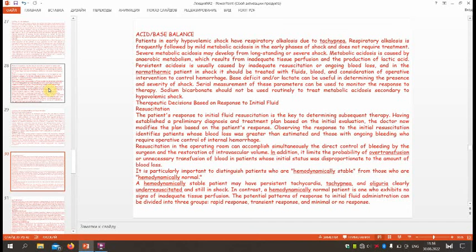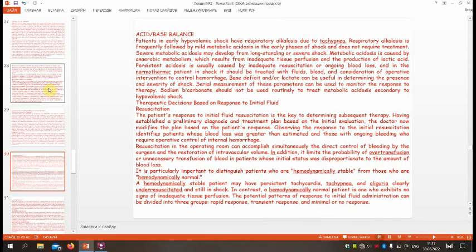Acid-base balance. Patients in early hypovolemic shock have respiratory alkalosis due to tachypnea. Respiratory alkalosis is frequently followed by mild metabolic acidosis in the early phases of shock and does not require treatment. Severe metabolic acidosis may develop from long-standing or severe shock. Metabolic acidosis is caused by anaerobic metabolism, which results from inadequate tissue perfusion and the production of lactic acid.